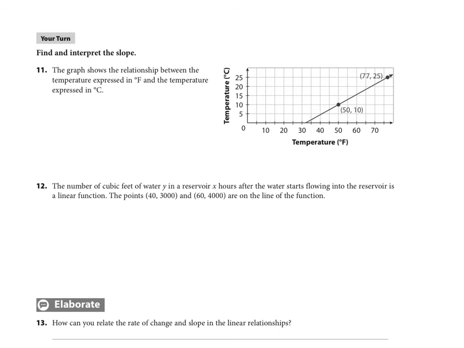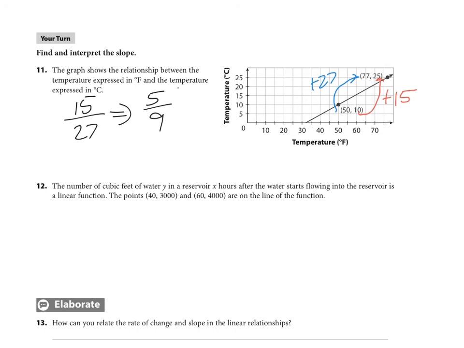So in this case, again, I'm going to look, what did my y's do? My y went up 15. What did my x do? My x went up 27. So I get change in y, which is 15, over change in x, which is 27. You need to always simplify fractions. I know 3 will go into both of those, and I get 5/9. So my slope is 5/9.